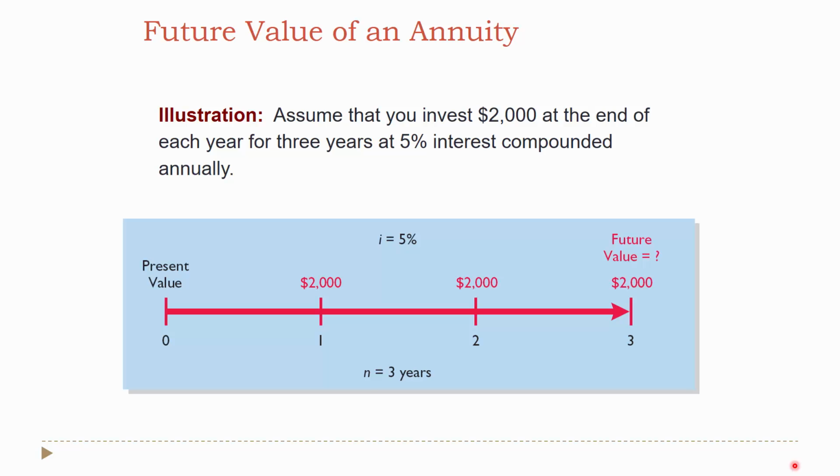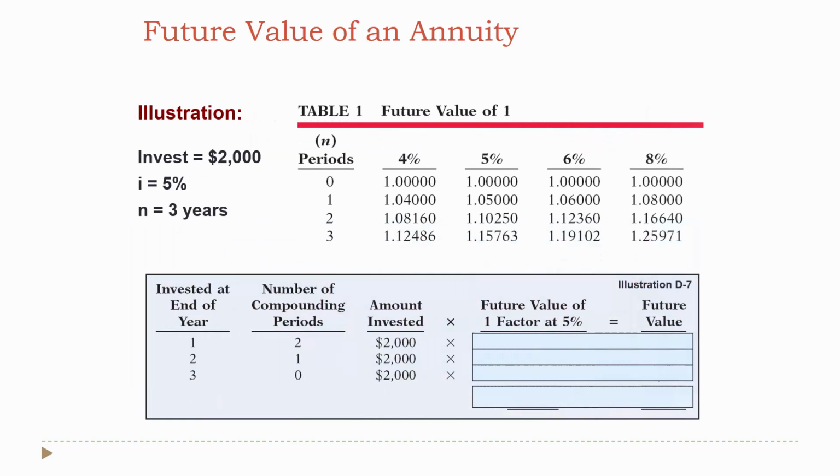Okay, so assume you invest $2,000 at the end of each year for 3 years at 5% interest. So at the end of each year, we're putting in $2,000. We're doing that 3 times, and each of those is earning 5%. Okay, and so what we need to do then is not all of those funds are sitting in the bank for the same amount of time, right? The money we put in at the end of year 1 is going to get compounded for 2 periods, right? To the end of year 2 and then the end of year 3.